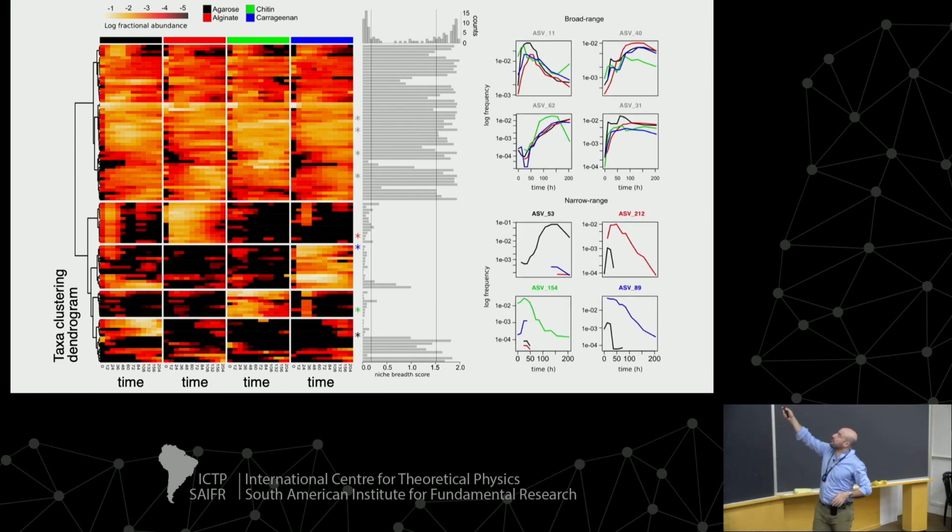And these are just examples. These are the even guys that come from here. These are the stars that indicate where they are. And they have very similar correlated dynamics across the different communities, again, regardless of the substrate we fed them. And these guys obviously are the specific ones. Like this guy became abundant in agarose. This became abundant at the beginning in alginate, but not in the other substrates. They are specific ones.